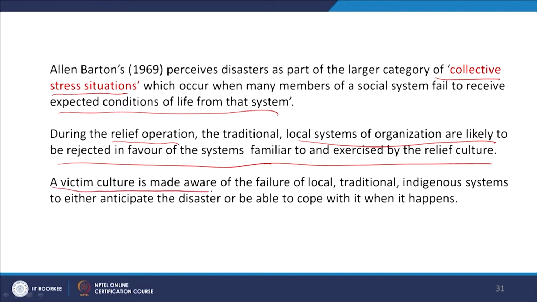A victim culture is made aware of the failure of the local traditional indigenous system to either anticipate the disaster or cope with it when it happens. So many attempts were made to make the victims realize that their traditional models are the reasons for this failure. That is one thing one has to seriously think about. You are coming from some other place, but then, out of a lack of understanding, we actually educate them that their system is absolutely a failure.